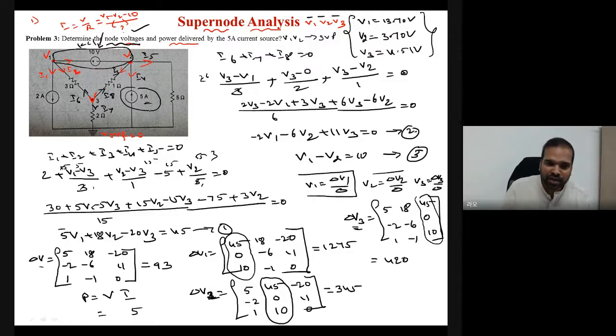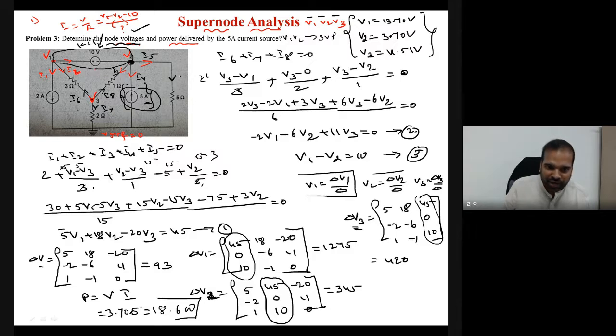Now what is the voltage across this branch? Here, this is our node voltage V2. So V2 is how much? 3.70. So you can put 3.70 into 5. Therefore you will get 18.6 watts. Okay, this is the power delivered by this particular current source.